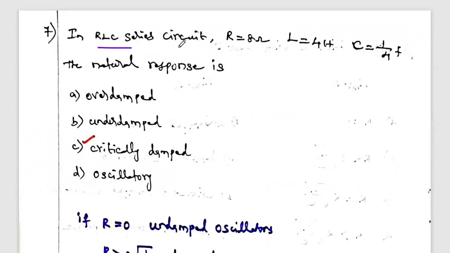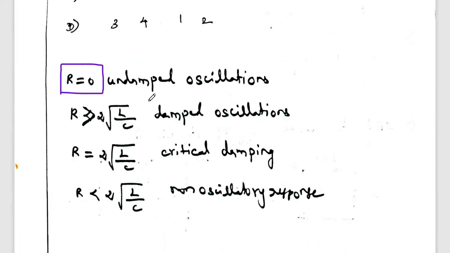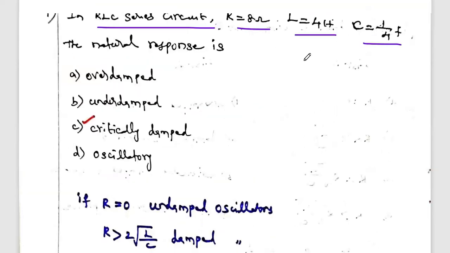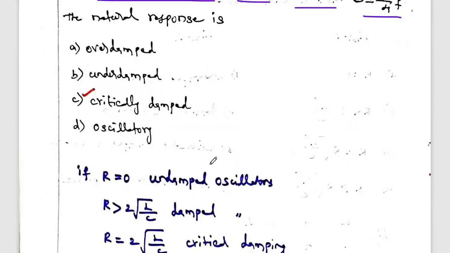The next question: in an RLC series circuit, the R value, L value and capacitor value are given, and the natural response is dash. This question is from the previous definition, that is, we just check these conditions. R, L and C values are given for one series RLC circuit. If in these four conditions one condition is satisfied, that is the corresponding answer. You see R is 8, so R is not equal to 0, so the first condition is not there. L is 4 Henry, C equal to 1 by 4 Farad. So we have to check the condition.